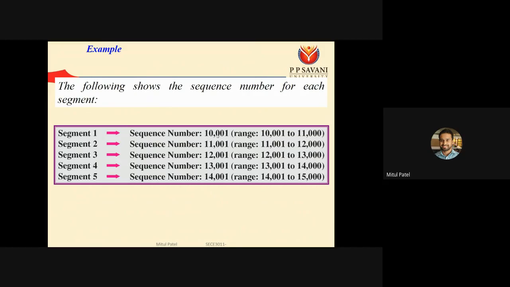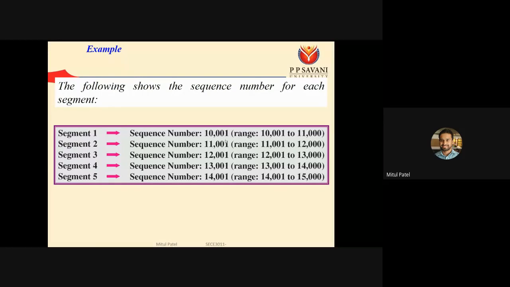Okay, so we can say that the sequence number for the bytes will range from 10,001 to 11,000. The first byte's number will be 10,001 and the last byte's number will be 11,000 in segment number 1. In the second segment, the sequence number starts from 11,001. That means in segment number 2, the first byte's number will be 11,001 and the last byte's number will be 12,000.